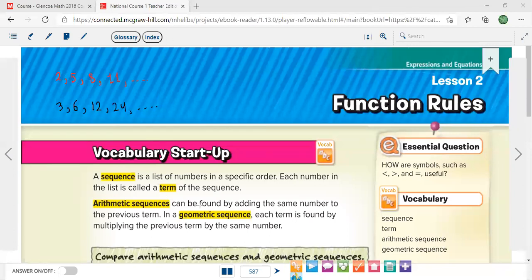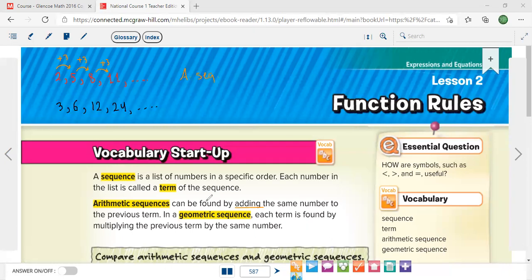Arithmetic sequence can be found by adding the same number to the previous term, like this one. From 2 to 5, we can add 3, plus 3, and from 5 to 8, also plus 3. From 8 to 11, also plus 3. This is called arithmetic sequence.